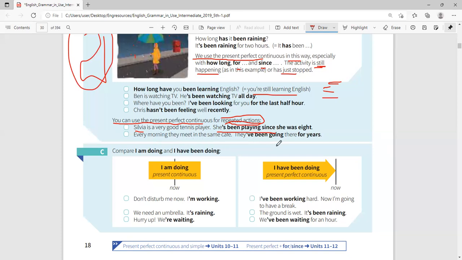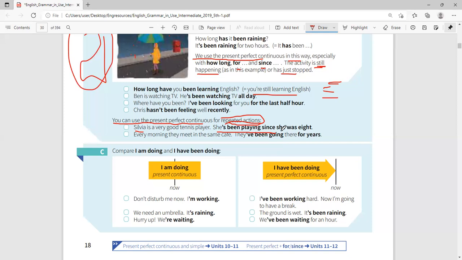Every morning they meet in the same cafe. They have been going there for years. So these people go to the same restaurant. If you say they have been going for years, someone will ask, you mean they have not reached, the restaurant is very far? They have been going there for very many years. Of course, they go today, they come home.